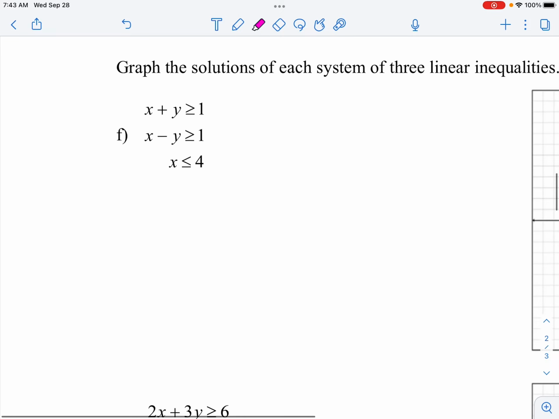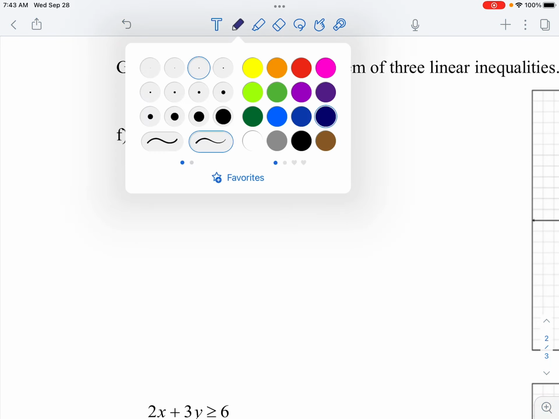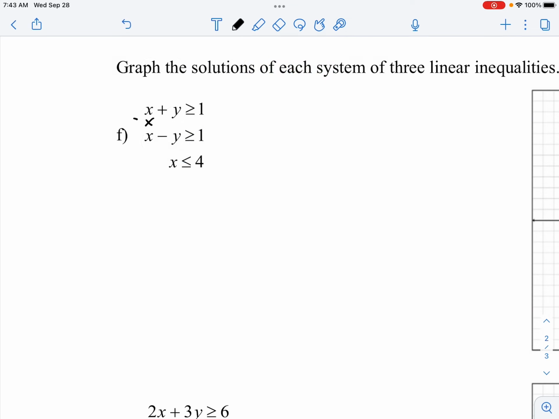First I want to get everything in slope-intercept form. So I'm going to subtract x from this one to get y by itself. I'm going to subtract x from this one and then divide by -1 to get y by itself. From this first one, I'm going to have y is greater than or equal to 1 minus x. The second one is going to give me y is greater than or equal to -1 plus x. And right here, I'm just going to have x is less than or equal to 4 still.